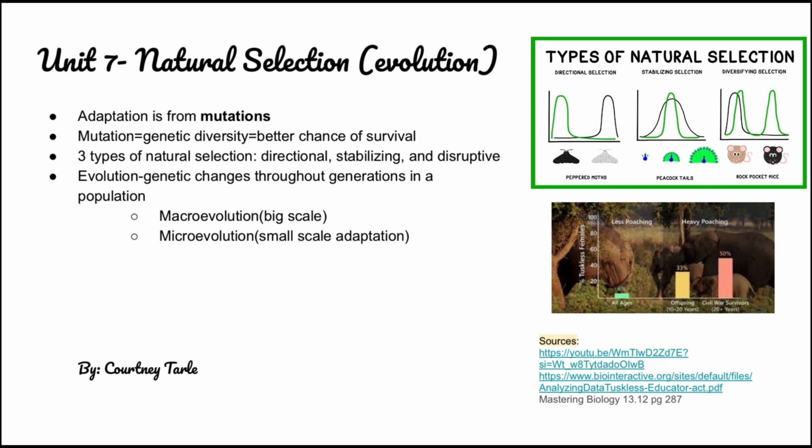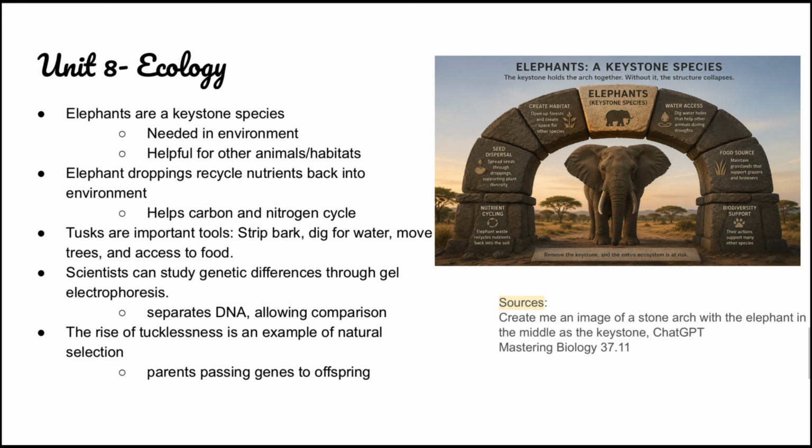Scientists use gel electrophoresis to study elephant DNA by separating DNA fragments by size. Comparing DNA from ivory, scientists can identify poaching hotspots and trace where illegally sold ivory came from. Elephants are a keystone species, meaning they are extremely important to their environment and help many other animals survive. Their tusks are important tools used to strip bark, dig for water, move trees, and access food, which also help reshape habitats for other species.